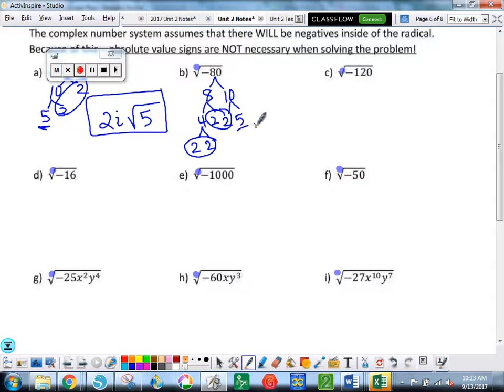Okay, loner 5. These 2 come out and make a what? They come out combined to make a 4. Because it's negative, it's imaginary, and the 5 stays in.